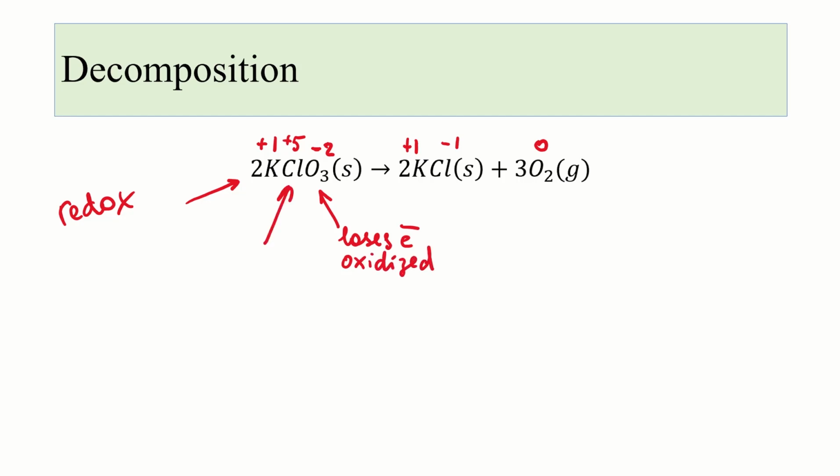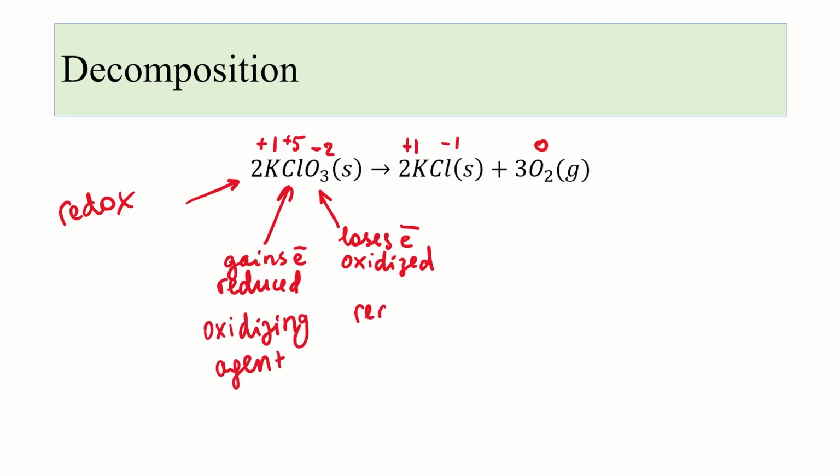Chlorine gains electrons, becomes more negative, goes from +5 to -1 oxidation state. It gains and is reduced. We can also say that chlorine, since it's reduced, causes the oxidation, so it's our oxidizing agent. And oxygen is the reducing agent. It causes the reduction of chlorine.